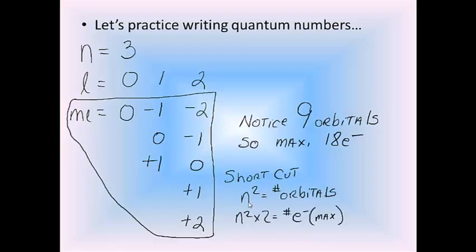Shortcut method. Only when they give you just the energy level. N squared. 3 squared is 9. N squared times 2. 3 squared is 9 times 2, that's 18 electrons. Notice, same answer as what I did longhand.